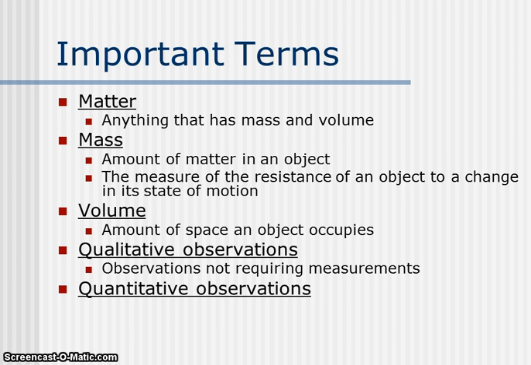The other type of observation we have is called a quantitative observation. And when you look at that, you actually see the word quantity in it. Quantitative observations are observations that require measurements. So they will have numbers and units to go along with them. Like saying that an object has a mass of 5.00 grams or a density of 1.00 grams per milliliter are examples of quantitative observations. And we'll be doing both qualitative and quantitative observations in our labs this year.